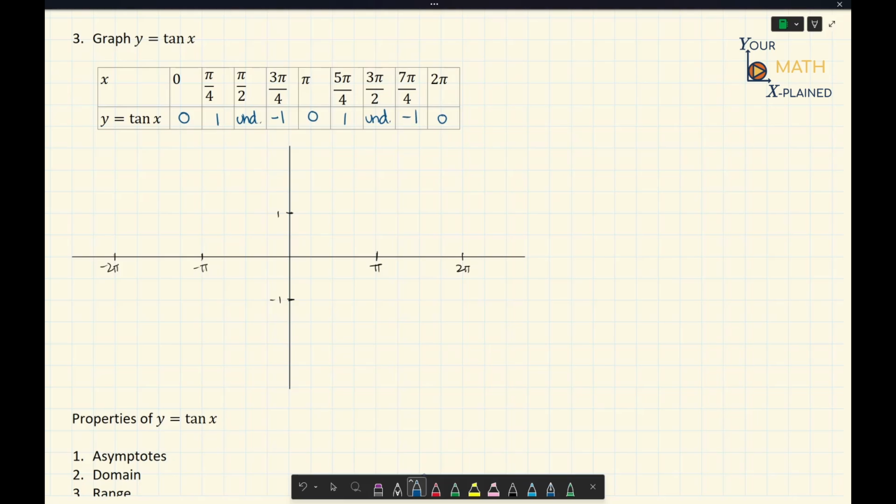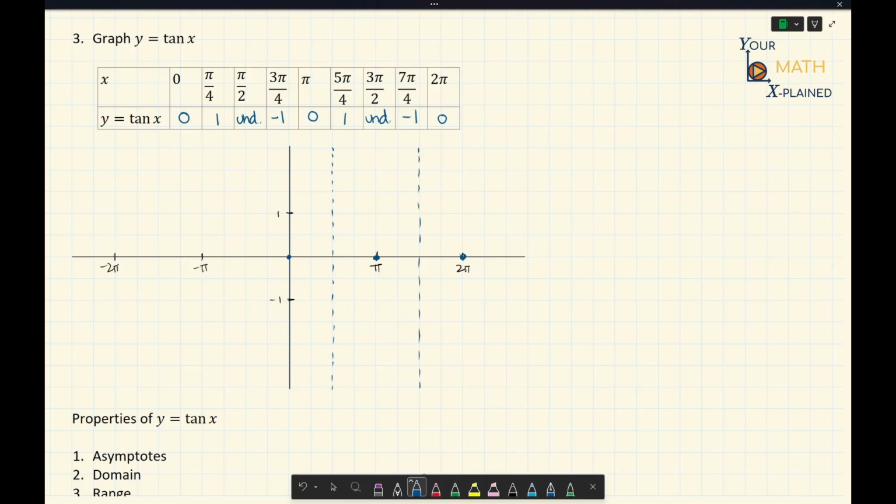So let's go ahead and plot those. We would have 0, 0, and where it's undefined, that would be a vertical asymptote. And we denote that by drawing a vertical dotted line. So that just means our graph cannot cross this line. And then at pi, it is again 0. And then we have another vertical dotted line at 3 pi over 2. And then at 2 pi, it's 0 again.